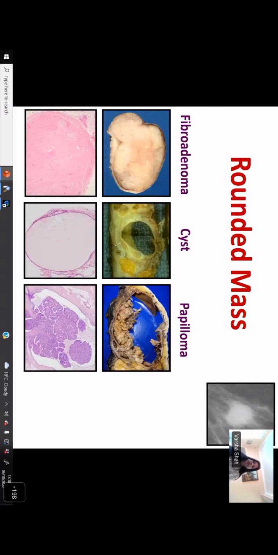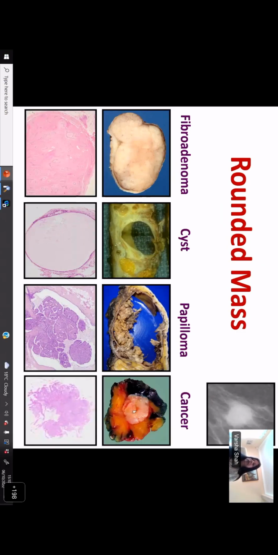So when you are told that it is a rounded mass, what will you think of before you even look at the biopsy? If it's a solid mass, it is likely to be a fibroadenoma, or if it is cystic, just a benign cyst, or it could be an intraductal papilloma. So these are the benign lesions which could present as rounded mass lesions. Or it could be an invasive cancer.